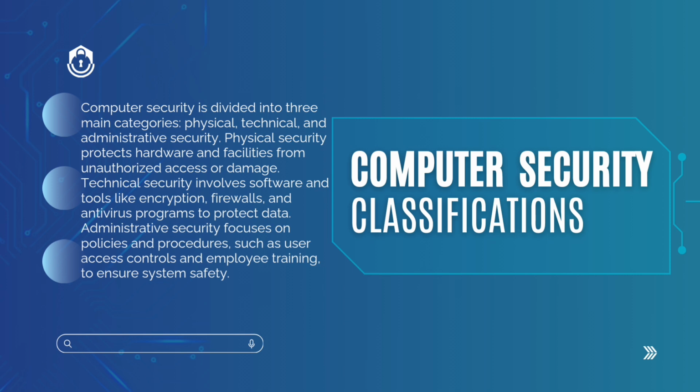Administrative security focuses on policies and procedures that guide how a company manages security. This includes setting up access controls, deciding who can access what information, employee training, ensuring employees know how to avoid security risks, and establishing rules for responding to security threats.